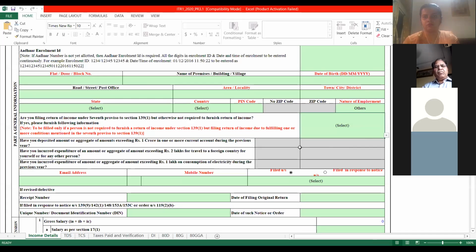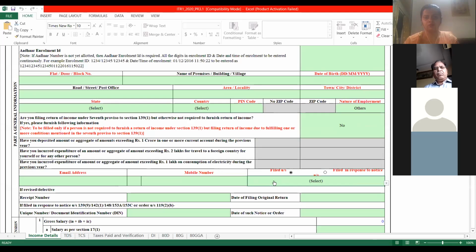Now, right now you can see these cells below are gray. That means gray cells are inoperative cells. Once I select yes, you will see they have turned into green, because then I will have to mention what I have done during the year because of which I have been covered under this section. So generally, the answer here will be no. Then it is asking me for the email address and the mobile number. So I will have to enter a proper email address and mobile number.